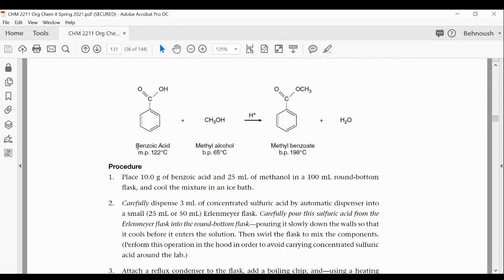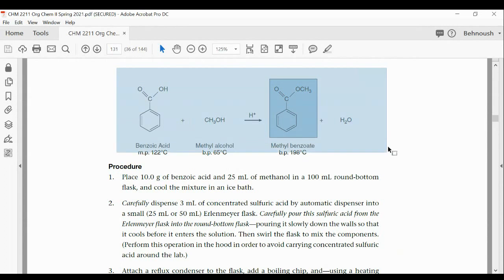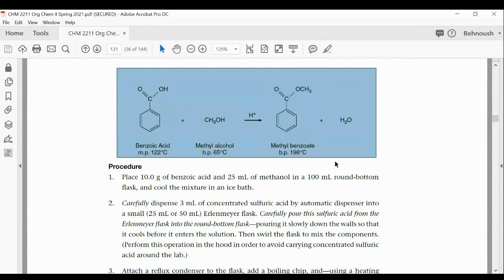Your reactant or limiting reactant is benzoic acid. Your reagent, or the second reactant, or excess compound, is alcohol. Sulfuric acid is the catalyst, and methyl benzoate is the product. This reaction is used for your calculation, and that's the reaction for today's experiment.